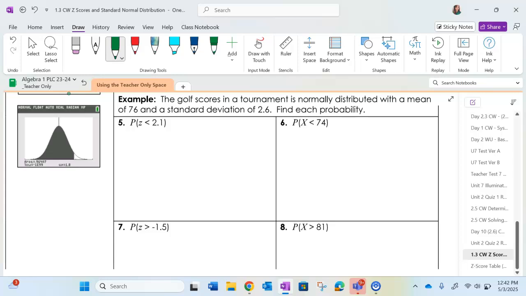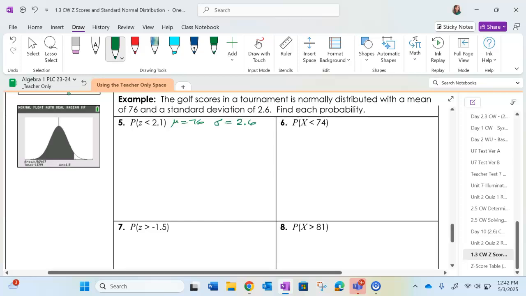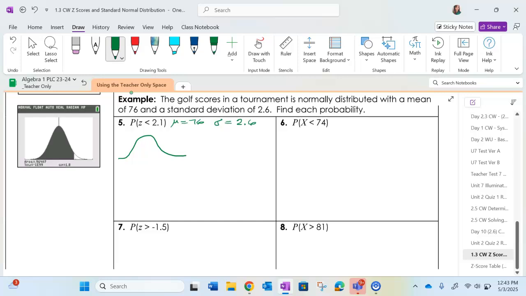So we know when we read the golf scores in a tournament is normally distributed with a mean of 76. So we know the mean is 76 and the standard deviation is 2.6. And this all these problems. Now I want to draw a rough picture, okay? Which is what that calc would do. So here's my normally distributed. I know right down the middle is the mean. Let me draw my line under here. And normally we have 1 standard deviations, 2, 3. 1 standard, 2, 3, okay?